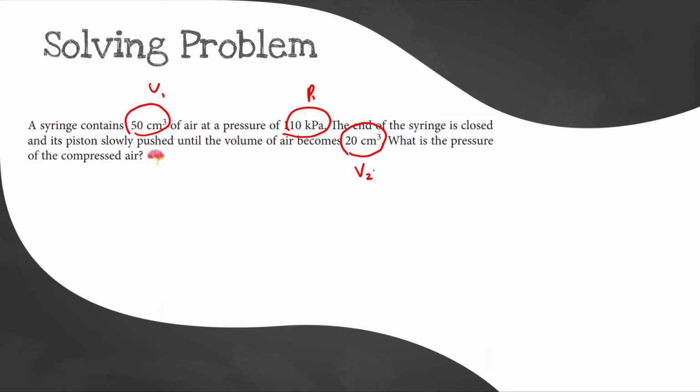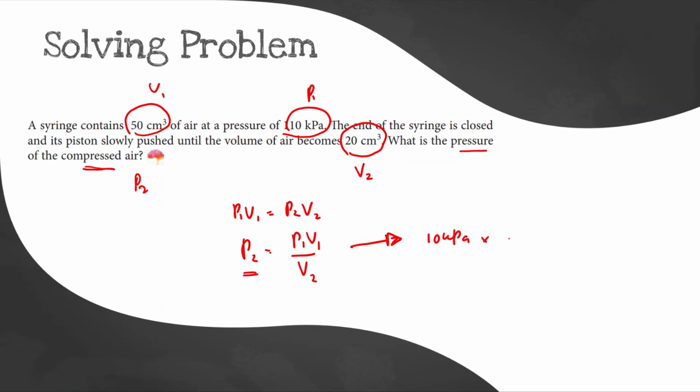So this would be volume 2. So they want the pressure of the compressed air now. So we find P2. This is where we use our generalization just now, which is P1 V1 equals to P2 V2. So P2 equals to P1 V1 over V2. Okay, so now we can find our P2 because we already have all the values. So 10 kilopascal times 50 cm³ over 20 cm³.